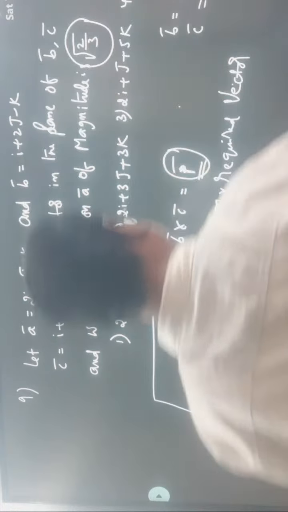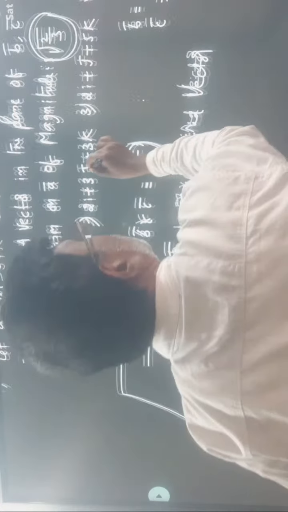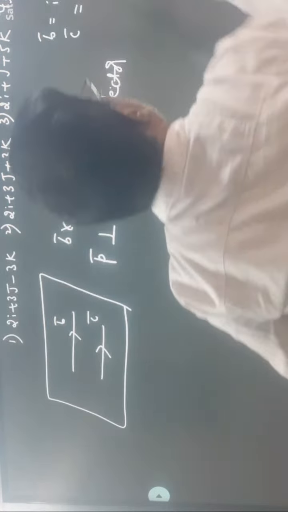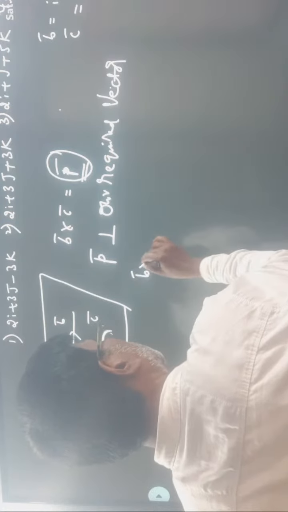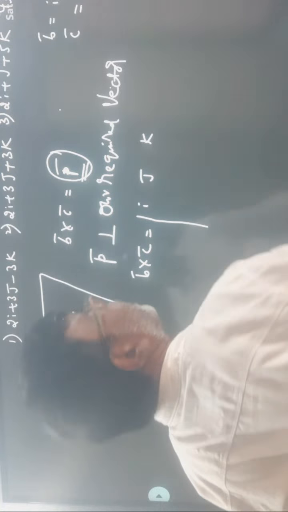So that is, we have to find out easily. First we have to find out B cross C. What is B cross C? We have to find out B cross C. B cross C equals i, j, k.